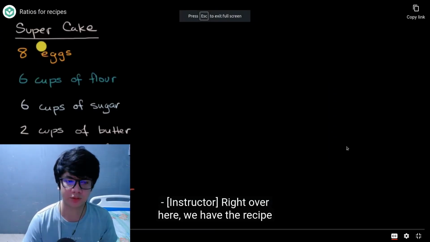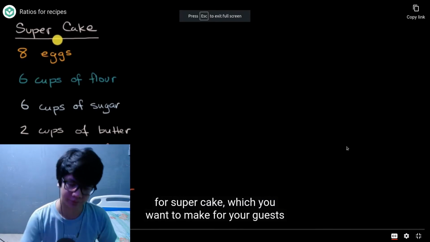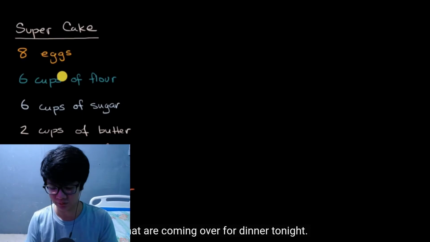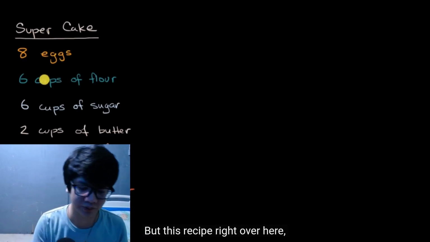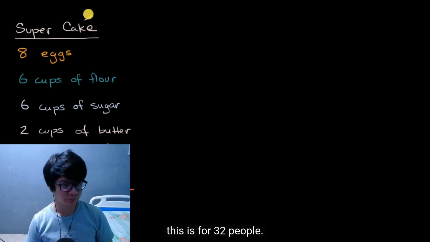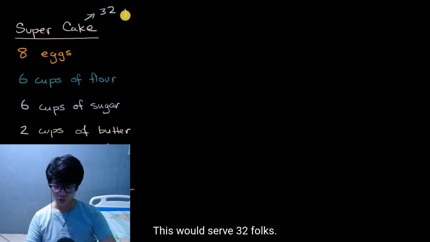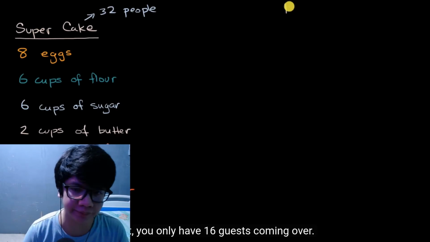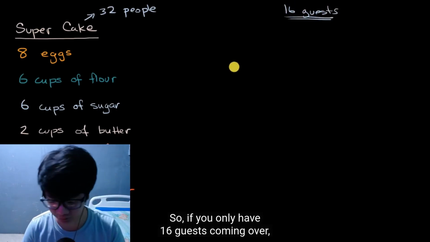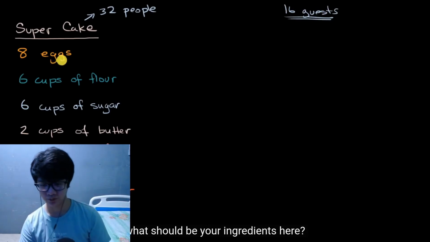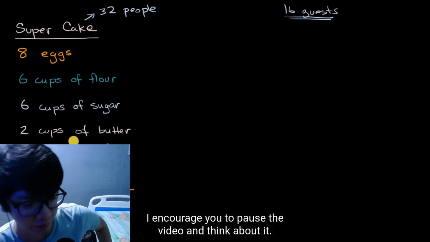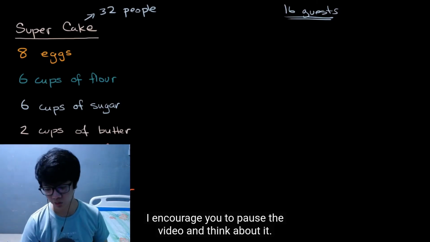Recipe. So right over here, we have the recipe for super cake, which you want to make for your guests that are coming over for dinner tonight. But this recipe right over here, this is for 32 people. This would serve 32 folks. But you only have 16 guests coming over. So if you only have 16 guests coming over, what should be your ingredients here? Or how much of each of these ingredients should you have? And I encourage you to pause the video and think about it. 4 eggs.